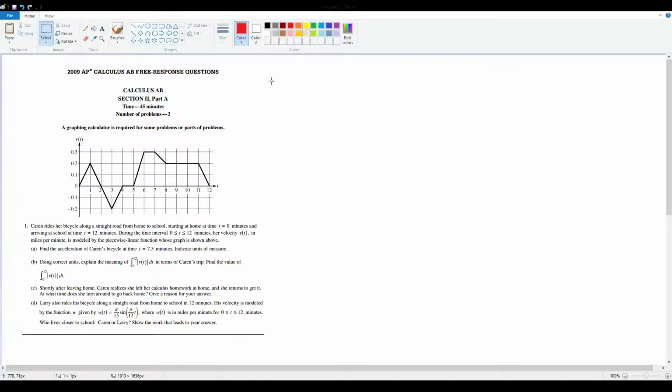For part A, it says find the acceleration of Karen's bicycle at time t equals 7.5 minutes. Indicate units of measure. So acceleration at 7.5 minutes is equivalent to the derivative of the velocity at 7.5 minutes. So you'll be using the mean value theorem to find the answer.